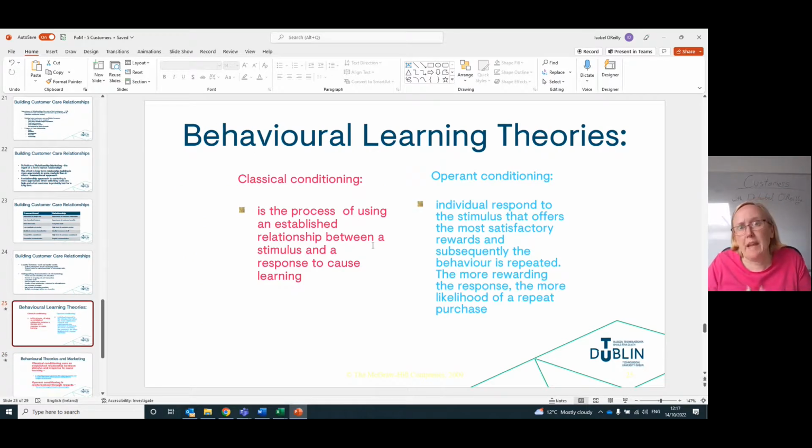Now, within customer behavior studies, there are two theories on learning, and we have classical conditioning and operant conditioning. So classical conditioning is the process of using an established relationship between a stimulus and a response to cause learning. Whereas operant conditioning is all about an individual response to the stimulus that offers the most satisfactory rewards, and subsequently that behavior then is repeated. The more rewarding the response, the more likelihood of a repeat purchase.